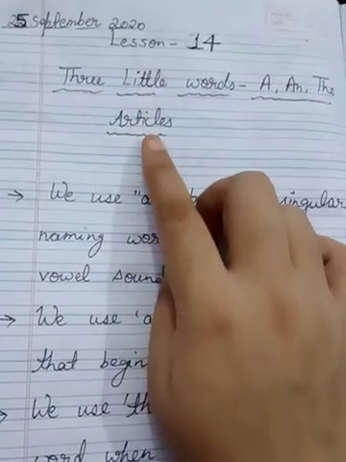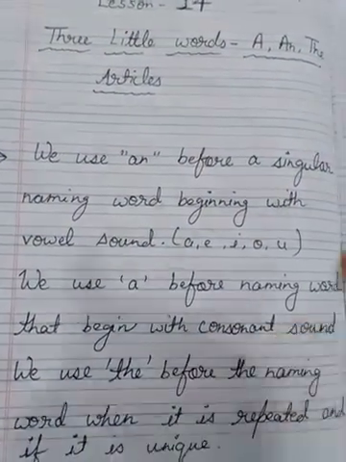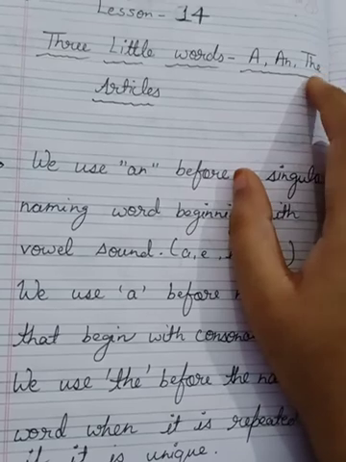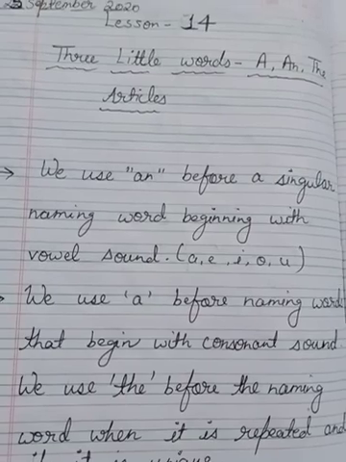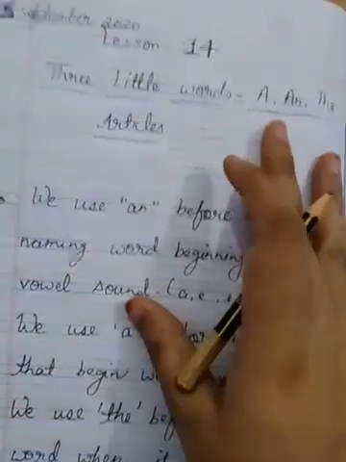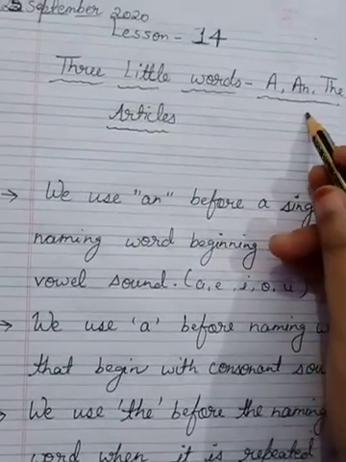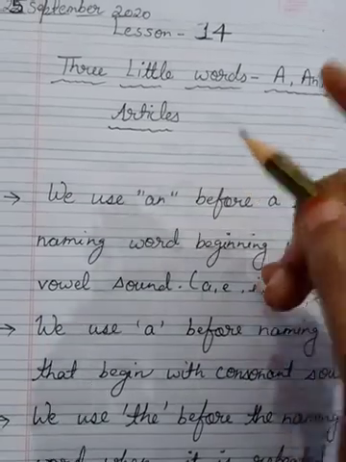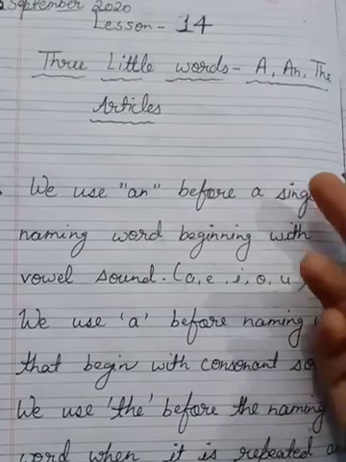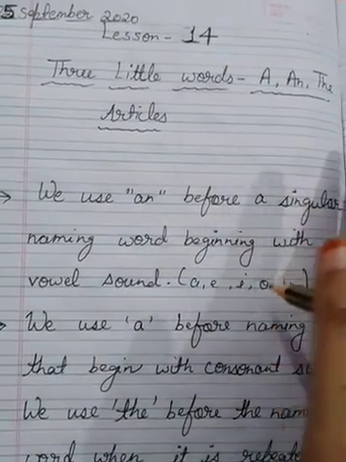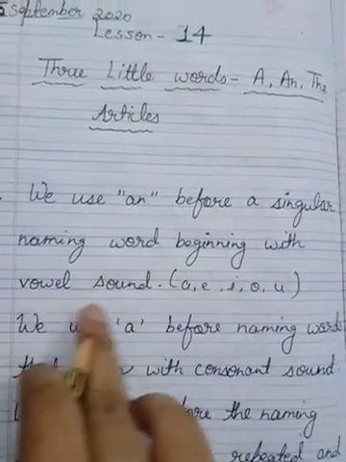These are called articles. So we will study where to use a, an or the. Where we should use these three little words. So here, a or an. First thing is to learn: we use a and an with the singular thing, singular noun, singular naming word, means with a single thing. Okay, so we use an before singular naming words beginning with a vowel sound.